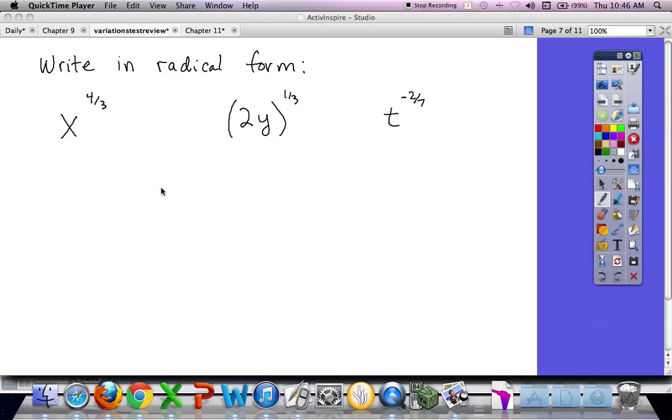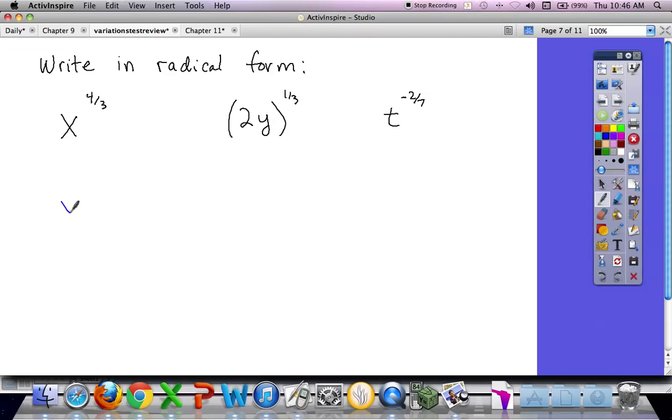Okay, write in radical form. So remember that we can write a radical as something with a fraction for an exponent, or we can write something with a fraction for an exponent as a radical. In this case, which is about the simplest one we're going to see, it has x to the 4/3.